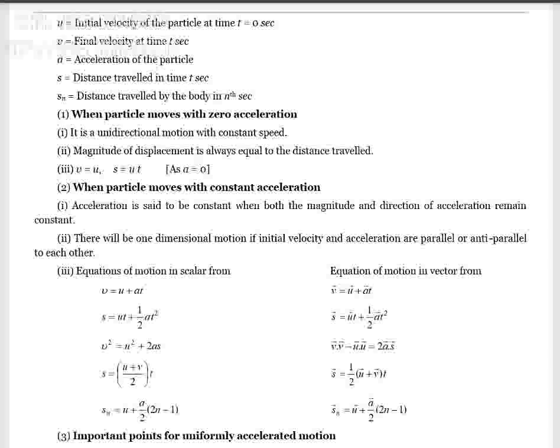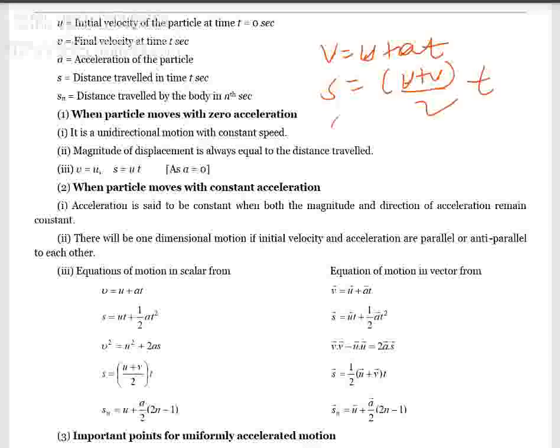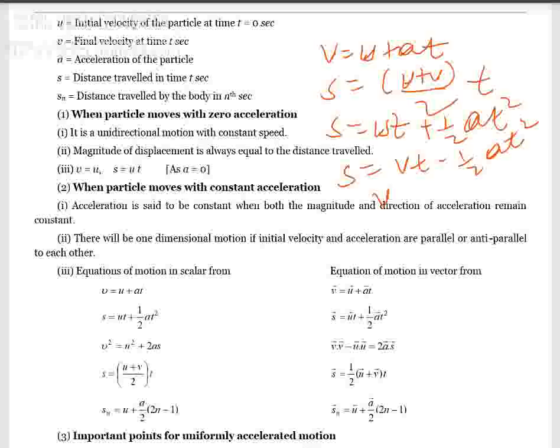The first one is v is equal to u plus at, and the second one is s is equal to u plus v over 2 times t, and the third one is s is equal to ut plus 1 over 2 at square, and the fourth one is s is equal to vt minus 1 over 2 at square, and the fifth one is v square is equal to u square plus twice of as. These are the 5 equations related to each other.